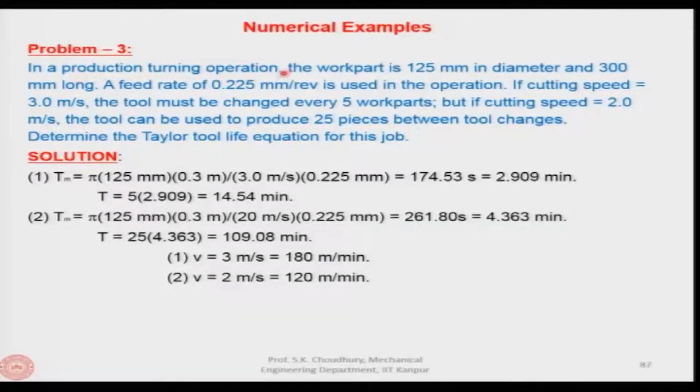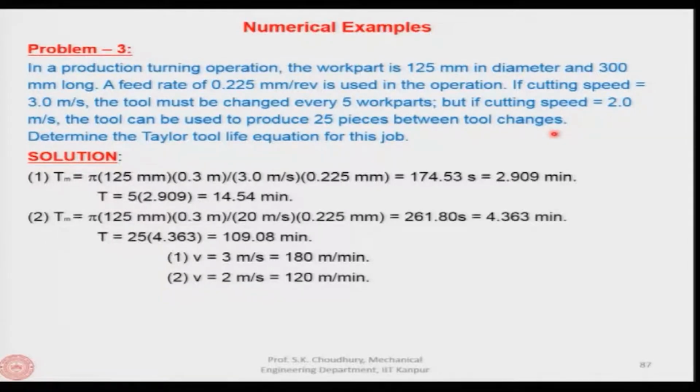Third example is a very similar one. In a production turning operation, the work part of 125 millimeter in diameter and 300 millimeter long, a feed rate of this is used in the operation. If cutting speed is 3 meter per second, the tool must be changed every 5 work parts, but if cutting speed is 2 meter per second, the tool can be used to produce 25 pieces between the tool changes. Determine the Taylor's tool life equation.